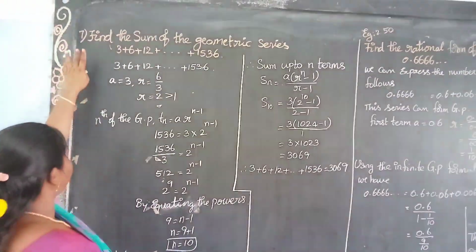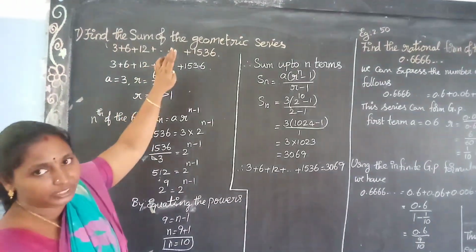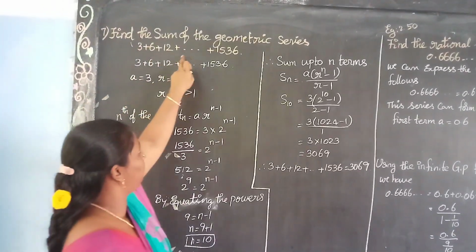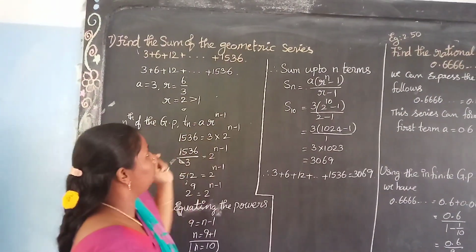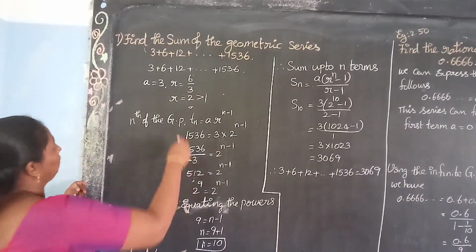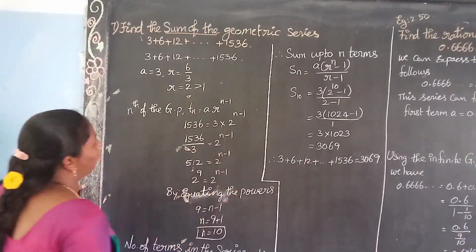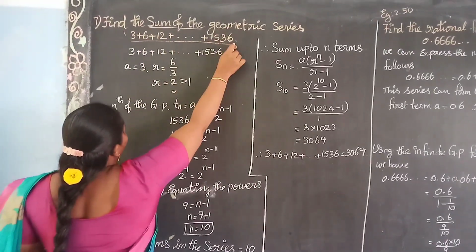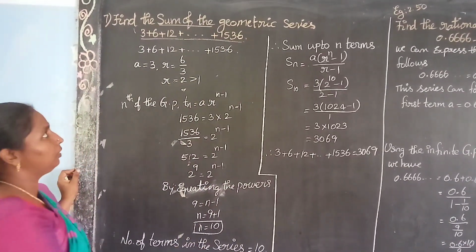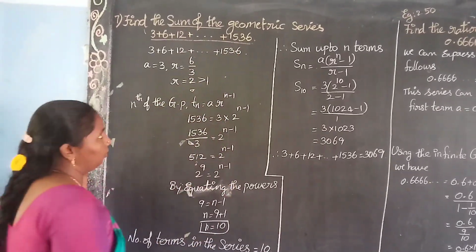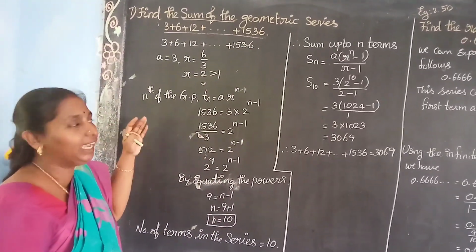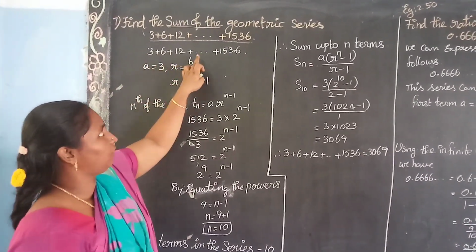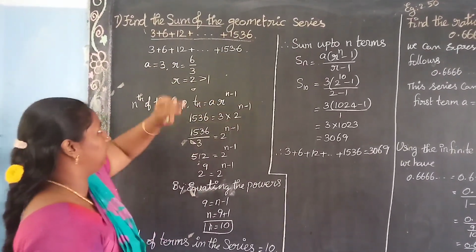Next we are going to see the 7th sum. Find the sum of the geometric series 3 plus 6 plus 12 plus and so on plus 1536. So we are going to find the sum of this geometric series. Here we don't know the number of terms. How many terms should be in this series we don't know. So first we are going to find the n value. So write the series as it is: 3 plus 6 plus 12 plus and so on 1536.